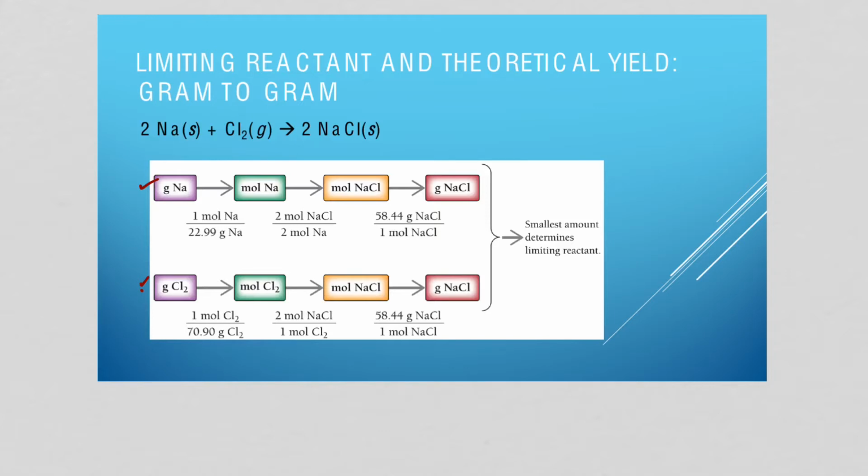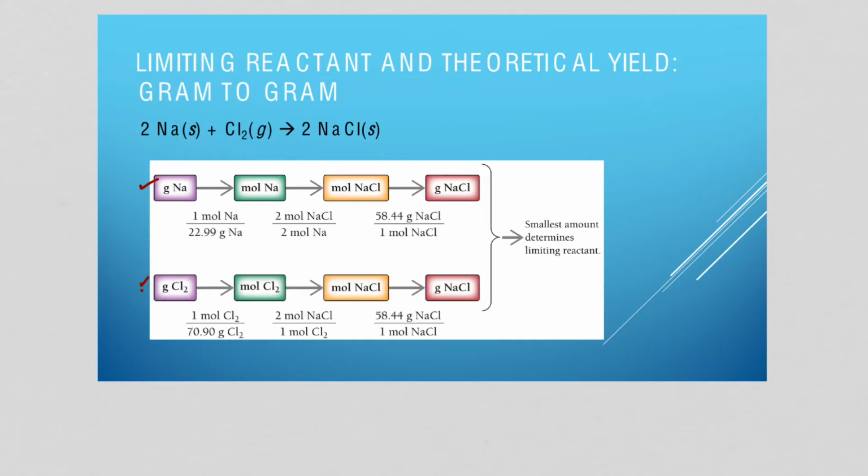And then we would do the same thing, but instead of starting with the amount of sodium, we would start with the amount of chlorine that was given to us. We would use its molar mass to convert to moles of chlorine, then use the ratio between Cl2 and sodium chloride. Notice the ratio we're using involves just the materials we're looking at in this calculation. So we get moles of sodium chloride and we convert that into grams.